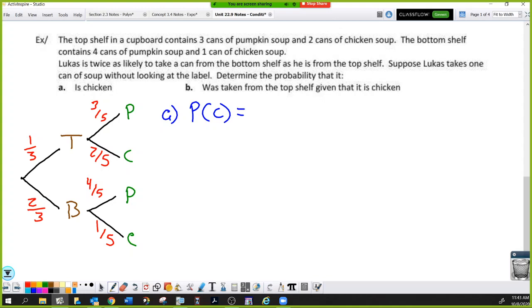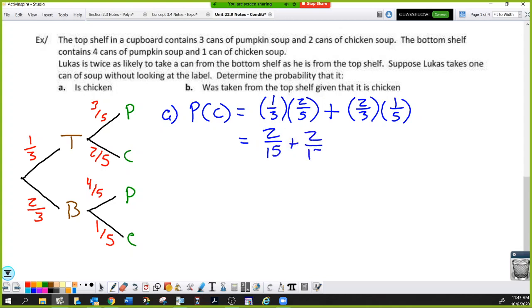The top branch of chicken is 1/3 times 2/5, or the bottom shelf chicken, 2/3 times 1/5. That gives me 2 out of 15 plus 2 out of 15. There's a 4 out of 15 chance that randomly pulling a can of soup would be chicken. Not scary yet, correct? Okay.